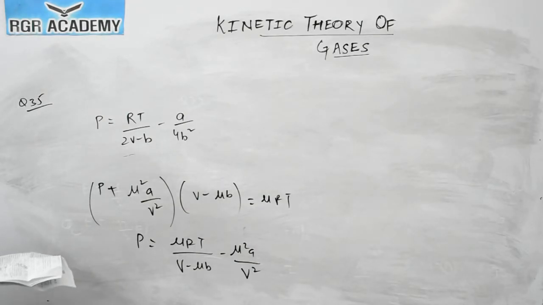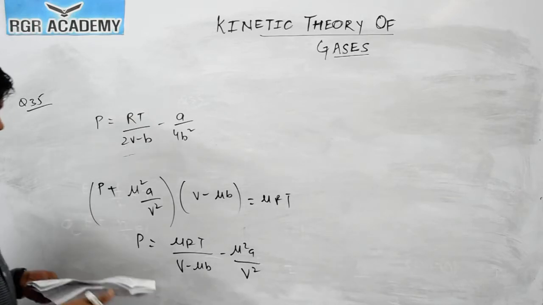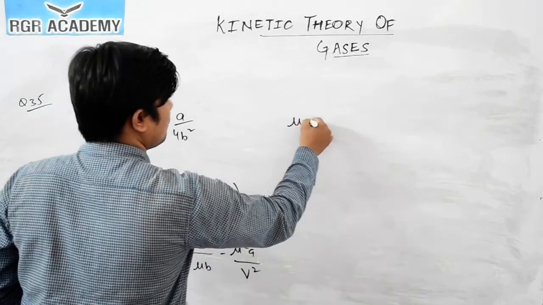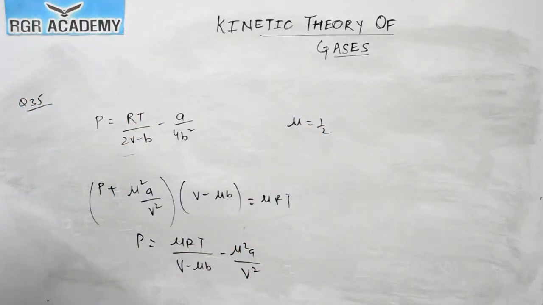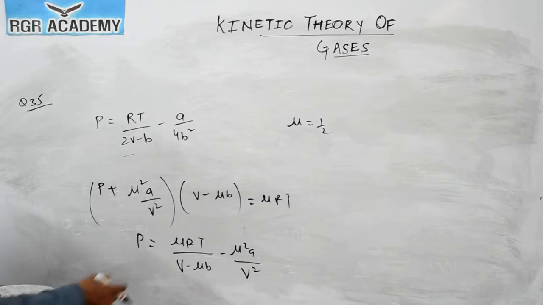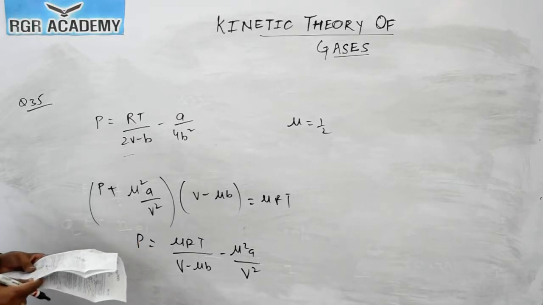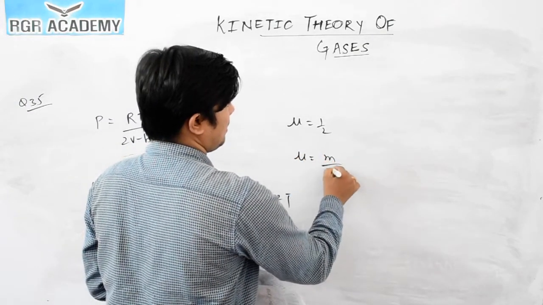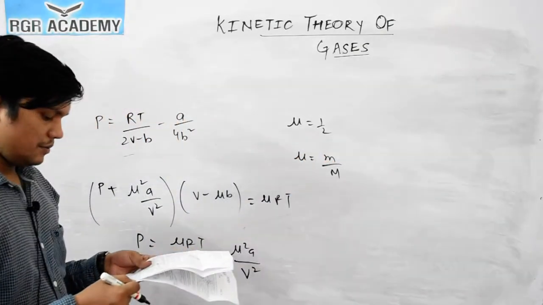what is the value of μ? If you compare this equation with this one, μ value will be equal to 1 by 2. So P is equal to μRT by (μV - μB). Correct. So it will be equal to 1 by 2. Okay. So μ is 1 by 2. Now we know that μ is equal to small m by capital M.